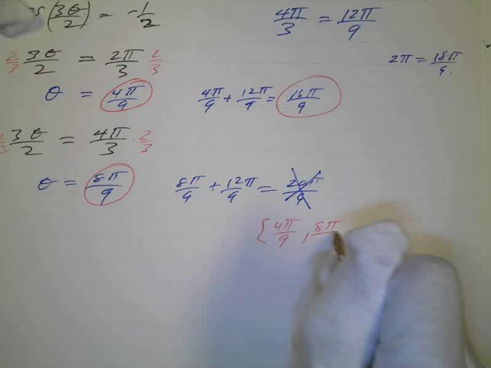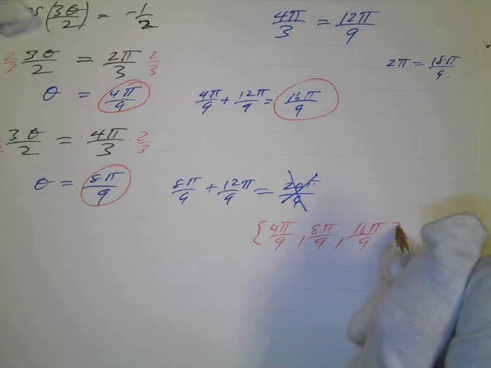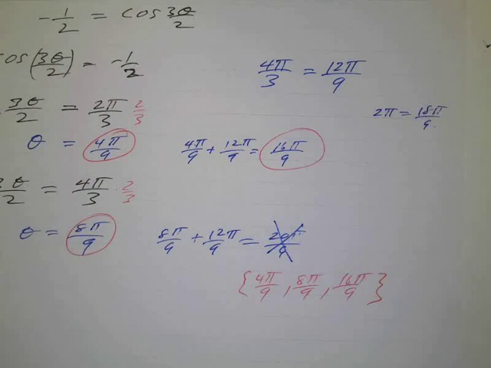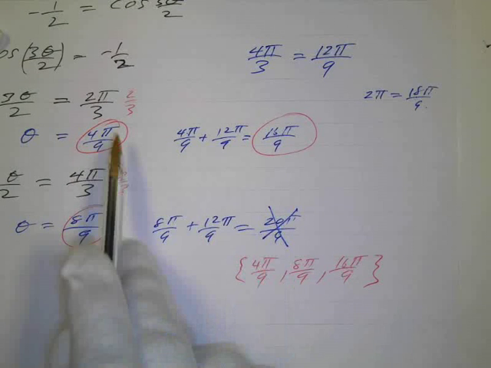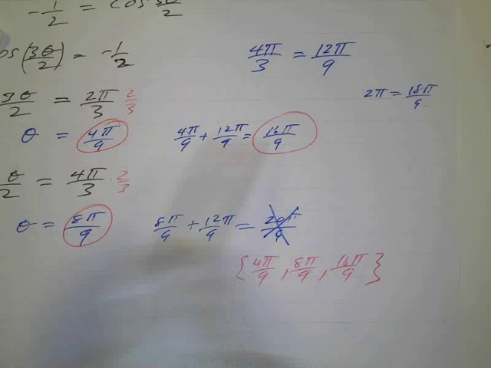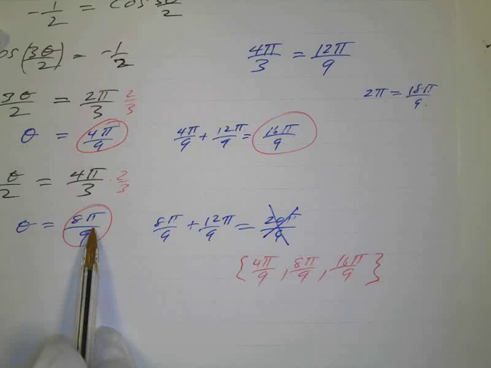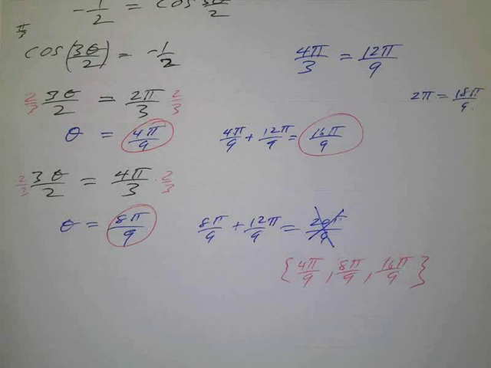4 pi over 9, 8 pi over 9, and 16 pi over 9. And that's all you've got, because you left. When you add another period to this one, you get outside the domain. Here you can add a period to that and get the next cyclic value. Or next periodic value. Here, to get the next periodic value, it's going to be outside the domain.